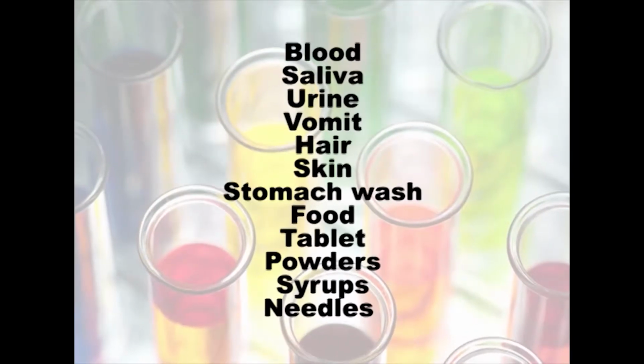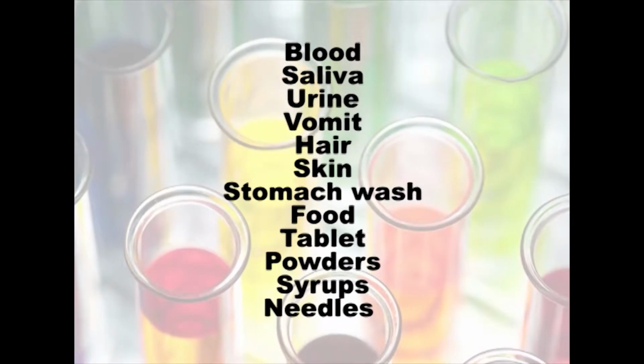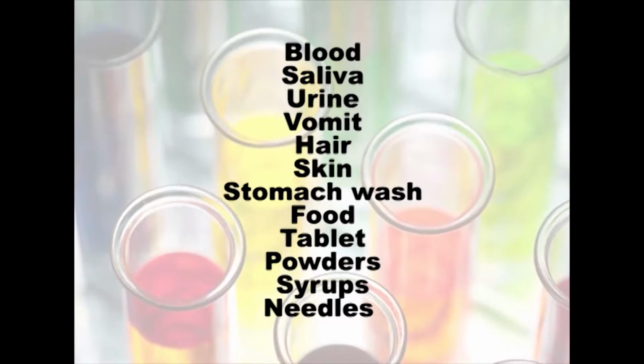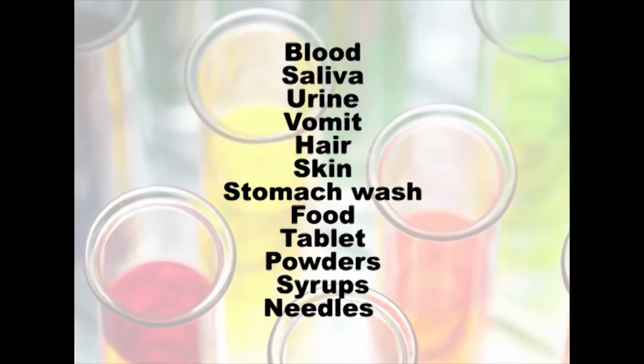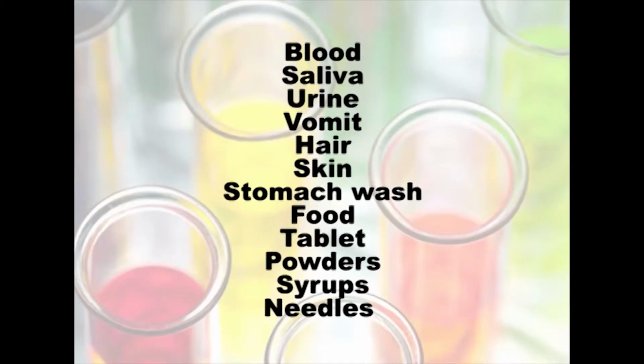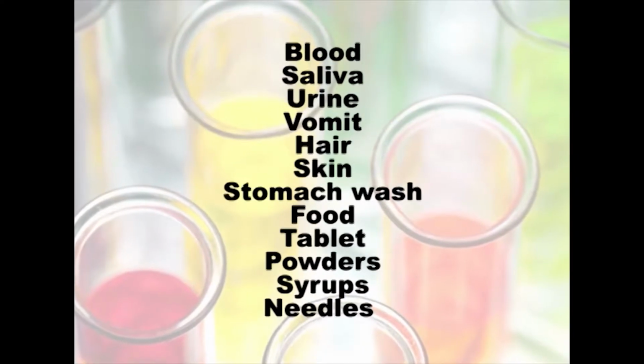It deals with the presence of poison in human and animal viscera. Moreover, it examines blood, saliva, urine, vomit, hair, skin, stomach content, food, tablets, powders, syrups, needles and other substances that were present at the scene of crime.